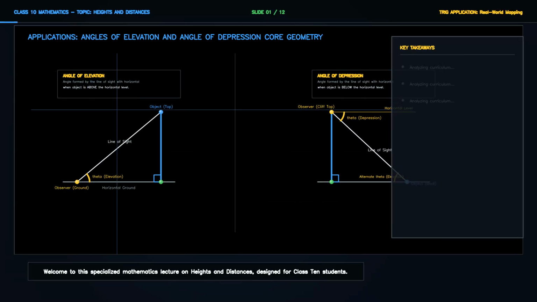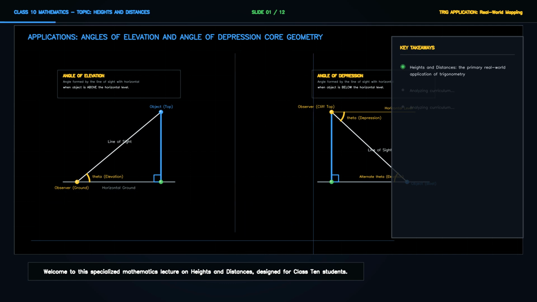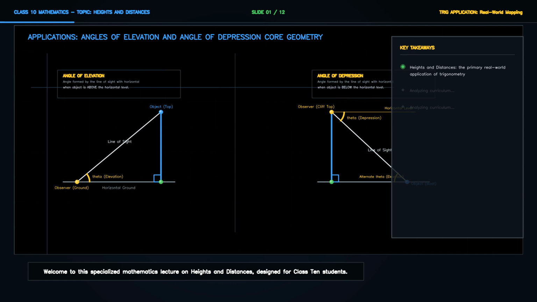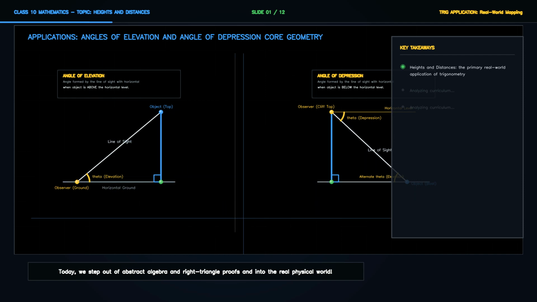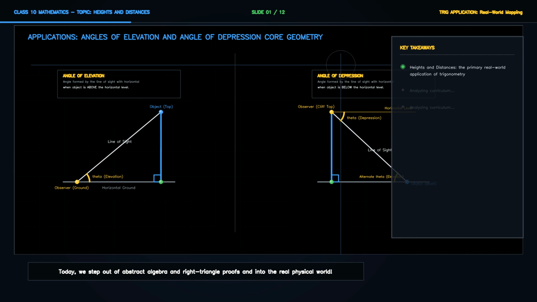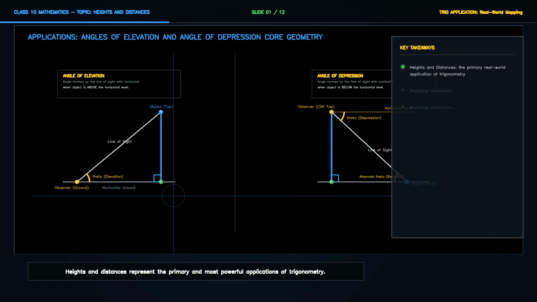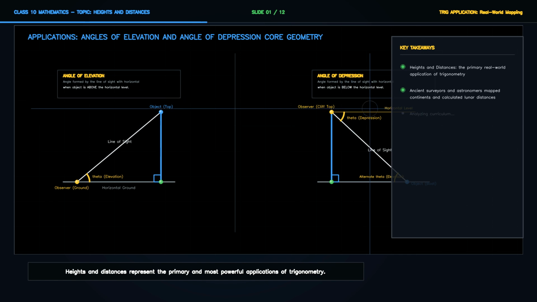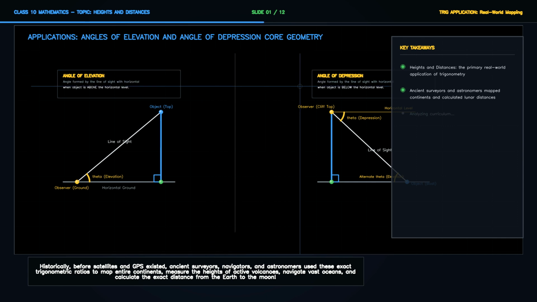Welcome to this specialized mathematics lecture on heights and distances, designed for Class 10 students. Today, we step out of abstract algebra and right triangle proofs and into the real physical world. Heights and distances represent the primary and most powerful applications of trigonometry. Historically, before satellites and GPS existed, ancient surveyors, navigators, and astronomers used these exact trigonometric ratios to map entire continents, measure the heights of active volcanoes, navigate vast oceans, and calculate the exact distance from the Earth to the Moon.